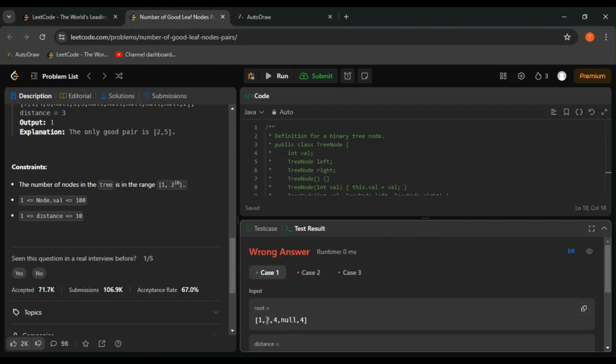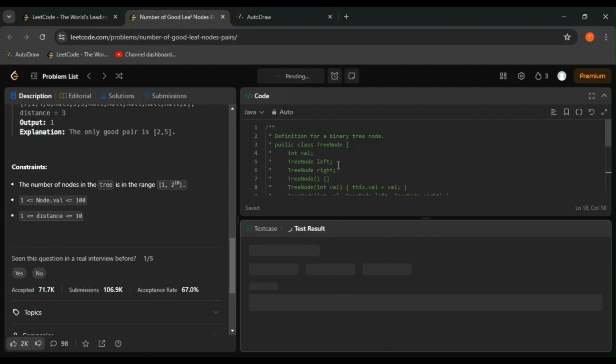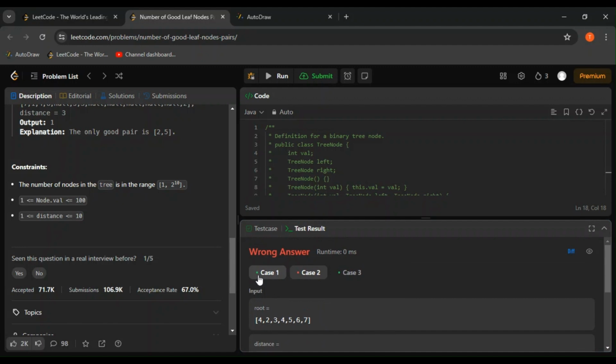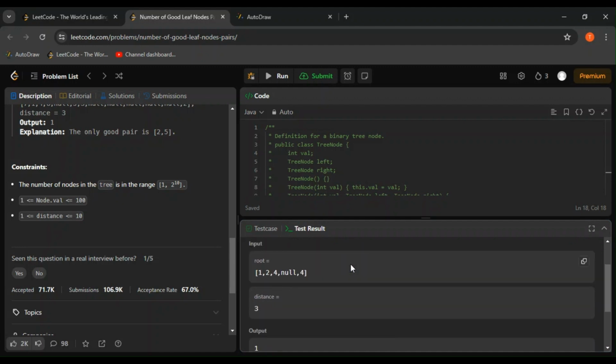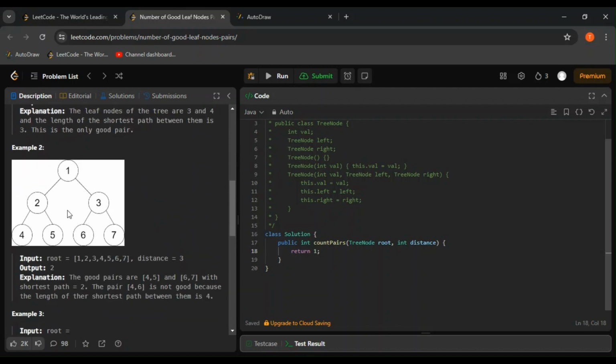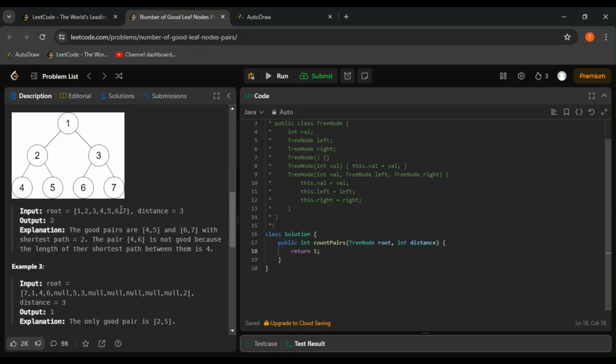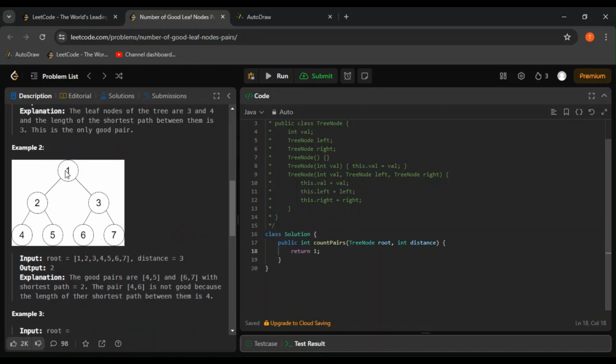So I don't think there is any criteria as such for the values. Yeah, the values can be anything. Now that is the problem. How am I going to store the parents? I need to find the common parents.